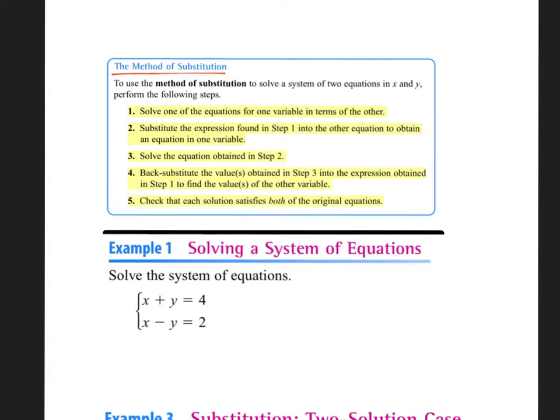All right, this is 7.1. We're going to talk about substitution. But you guys have talked about solving using substitution, solving using elimination, and solving by graphing. All right, we're going to review all three of those.